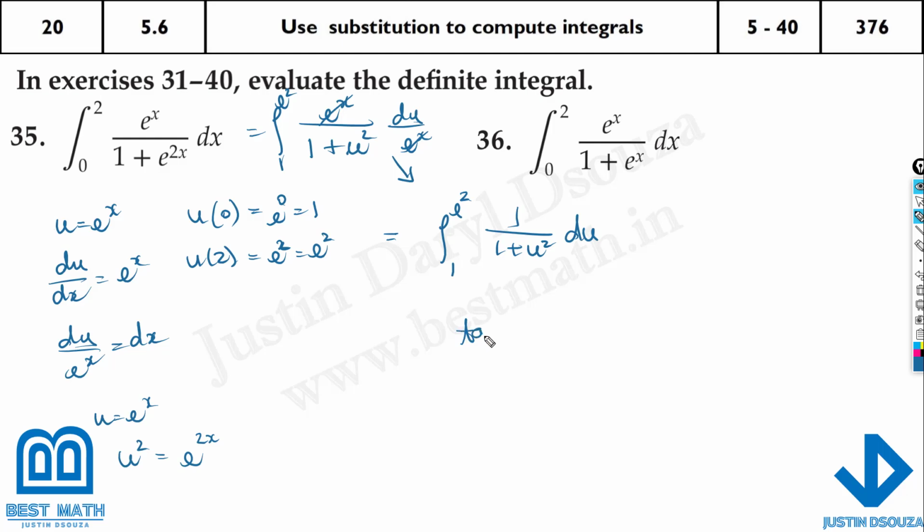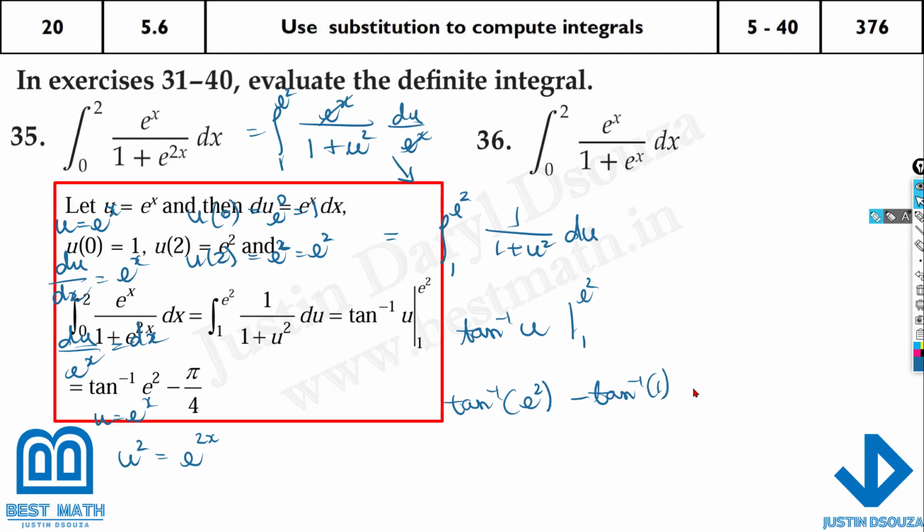So when I apply the integration, it will be tan inverse u, because 1 by 1 plus x squared integrates to tan inverse x. The limits are e squared as the upper limit and 1 as the lower limit. So we apply the upper limit first. It will be tan inverse of e squared minus tan inverse of 1. That must be the answer.